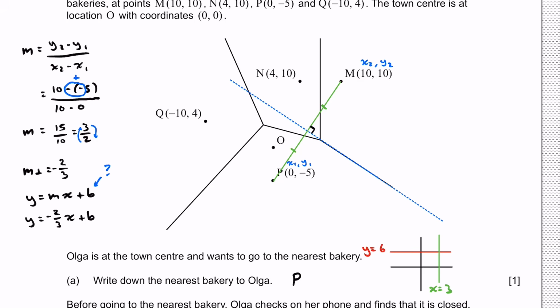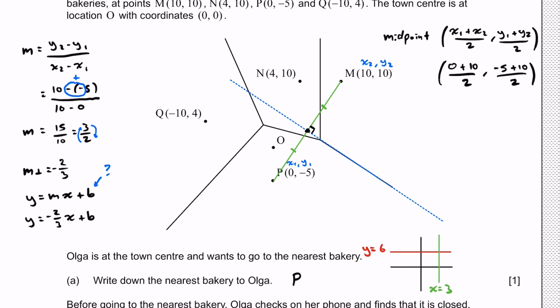So let's find that point on the line, that midpoint between M and P. The midpoint is given to us in the formula booklet. It's just this: the average of the x's, x1 plus x2 over 2, and the average of the y's, y1 plus y2 over 2. So working this out, x1 plus x2 is 0 plus 10 over 2, and then y1 plus y2, negative 5 plus 10 over 2. 0 plus 10 is 10. 10 divided by 2 is 5. Negative 5 plus 10 is just 5. This would be 5 over 2. So we know a point that lies on this line, and that point is 5 and 5 over 2.